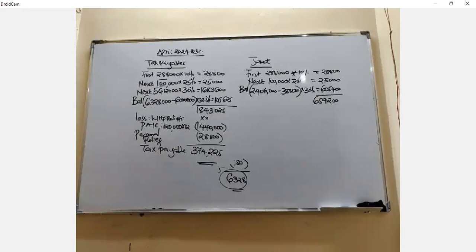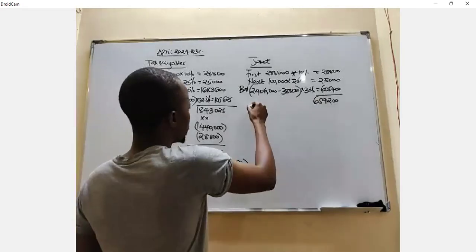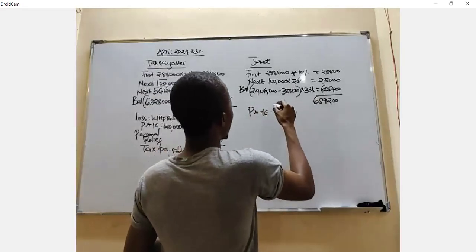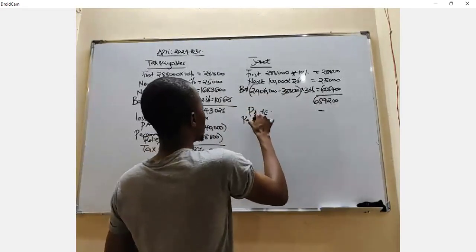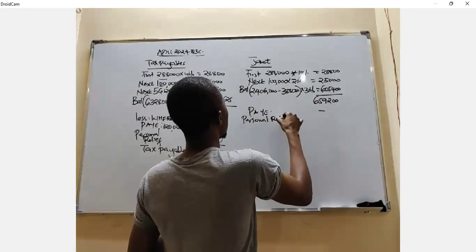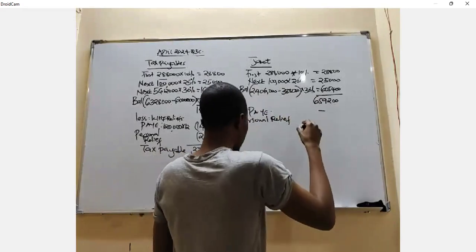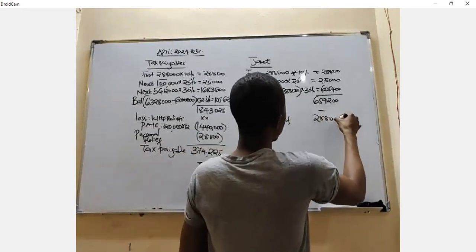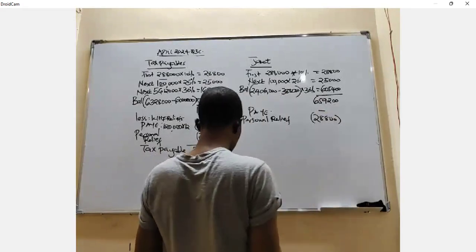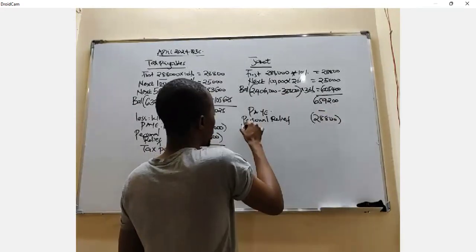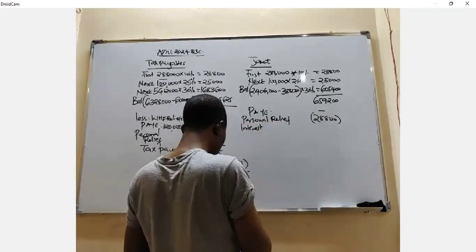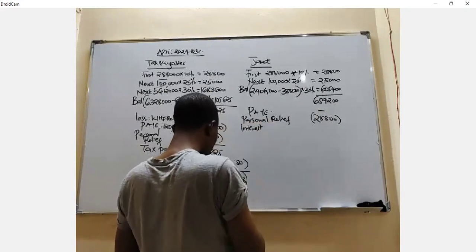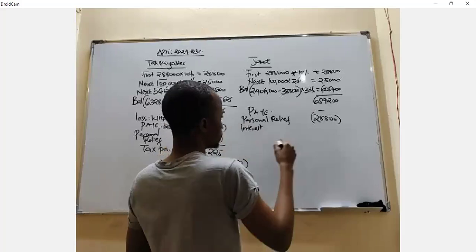Now we have a few things there. Because the payee is not there, we don't have payee for the wife, but we have the personal relief. The personal relief is 28,800. We also have things like the interest from the WEMA. Do you have some interest somewhere? No, we don't have any interest.